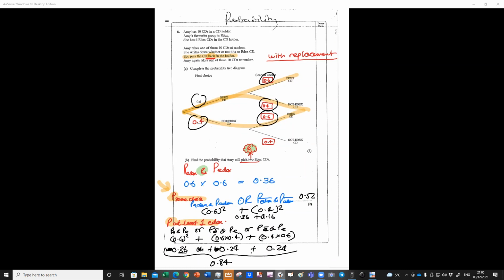Then I gave another worded question of the style of exam question, probability of at least 1 edX. Probability of at least 1 edX is shown on the tree diagram in the highlighted 3 paths, 1, 2, and 3. So we work those calculations out, and we got 0.84. That's where we got to.